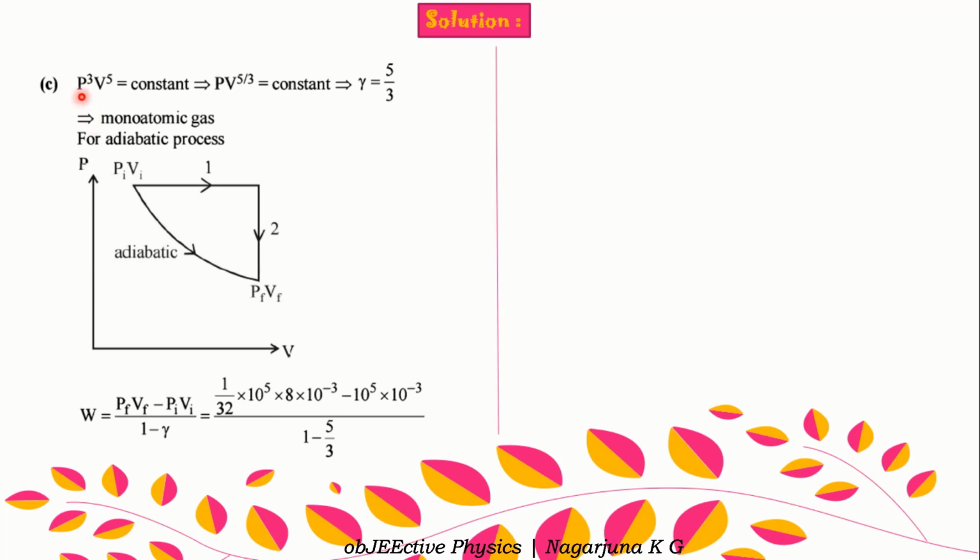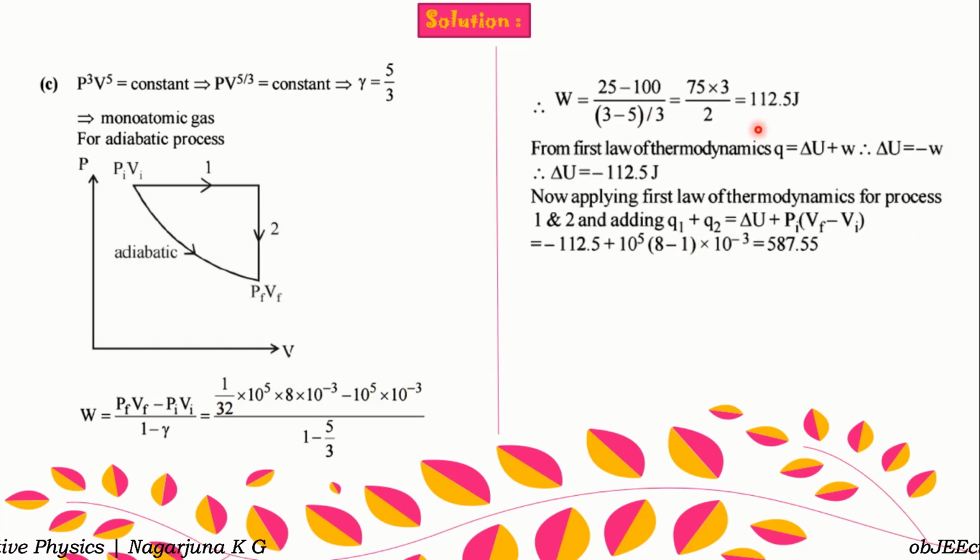Solution. Given in the question, P cube V power 5 is equal to constant, or this can be written as P V power 5 by 3 is equal to constant. Comparing with the equation PV power gamma is equal to constant, we get gamma is equal to 5 by 3 for monoatomic gas. For an adiabatic process, W is equal to Pf Vf minus Pi Vi divided by 1 minus gamma. By substituting all these values, we get work done is equal to minus 112.5 joules.